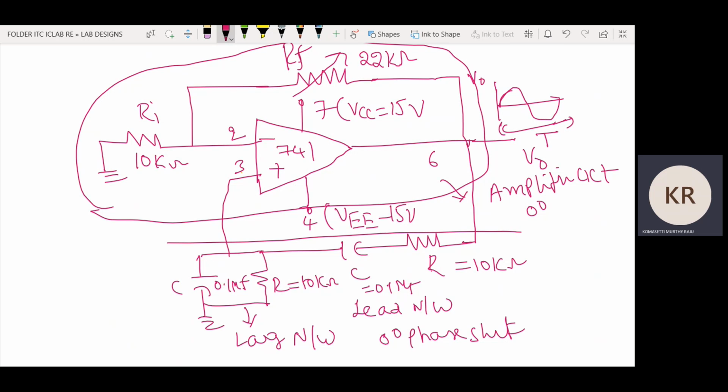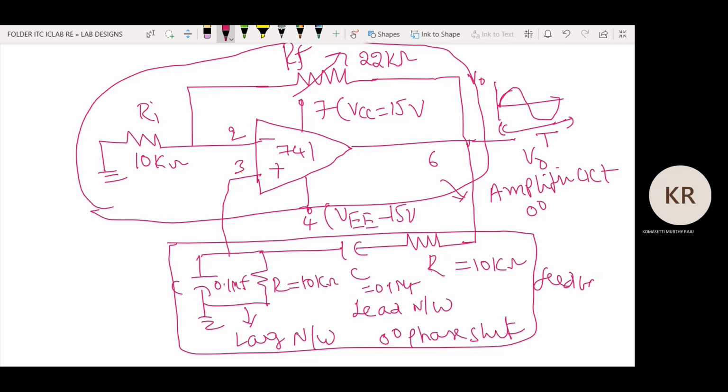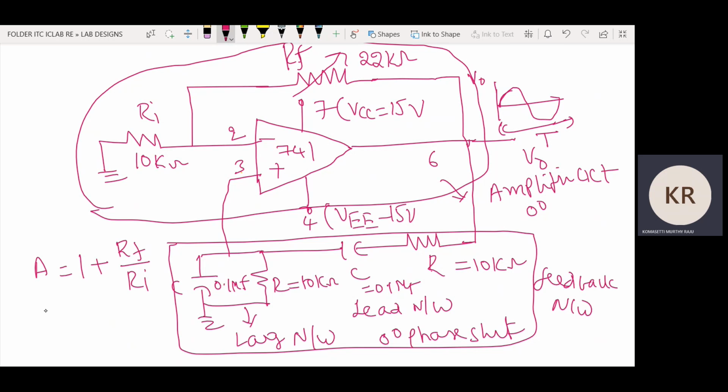This one is the feedback network. Therefore, for the gain of the amplifier, we use a non-inverting mode amplifier. For a non-inverting mode amplifier, the gain is A equals 1 plus RF by RI. Also, the frequency of oscillations F0 is equal to 1 by 2 pi RC, where the R and C elements are present in the feedback network. The feedback network is a frequency determining network. Both networks are needed for generating the waveform.